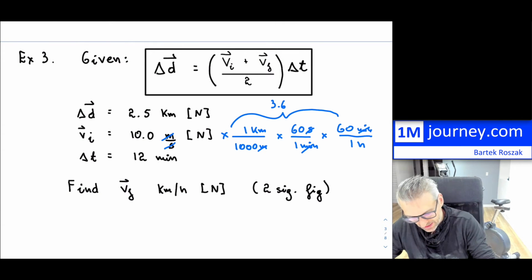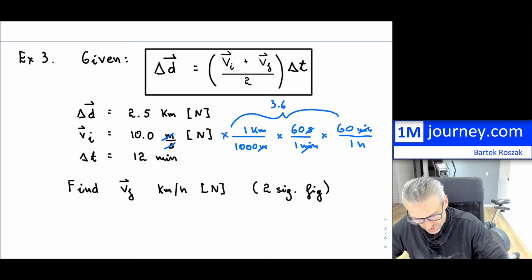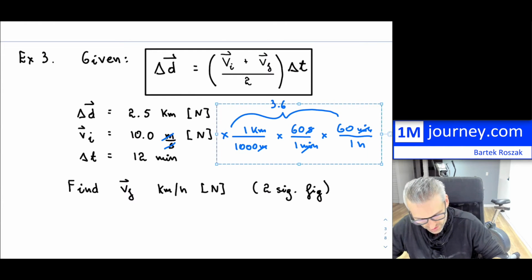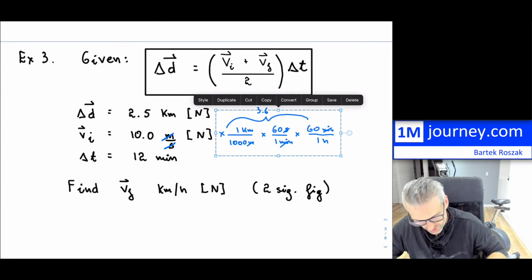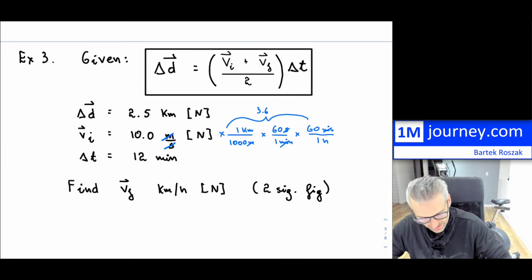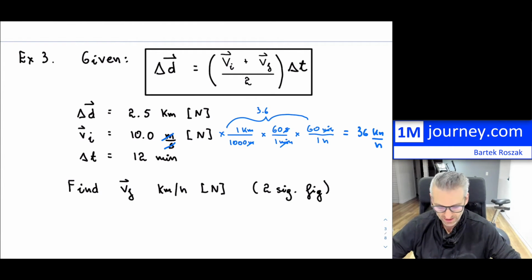So what does that tell us? Well, all of this work that I have done, this entire piece, I'm going to make smaller just so that I have room to write this out. So 10 times 3.6 is 36 kilometers per hour. Now I have it in the consistent units that I wanted.